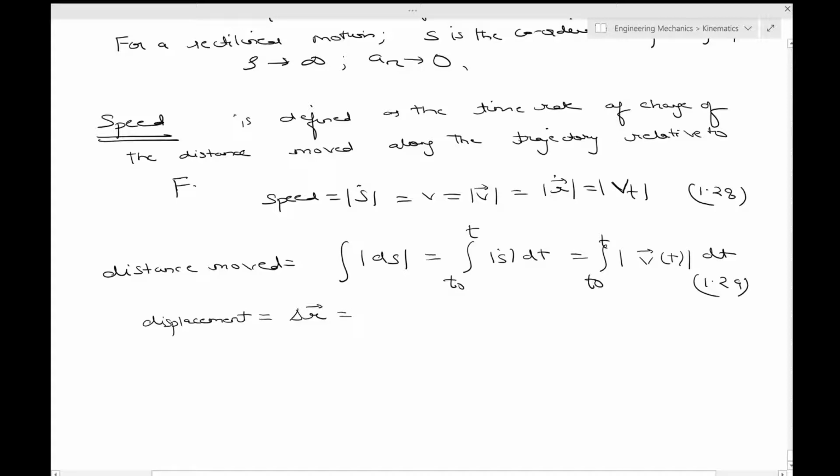So the displacement can be said as what's the position at r(t) minus what's the position at t naught. Okay, and this can be related to the velocity by saying that since the velocity is equal to dr by dt, just integrate that relation to get dr is equal to v dt, and hence delta r is equal to the integral of v dt. So this is equation 1.30.